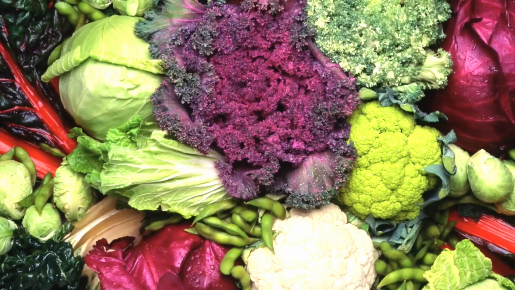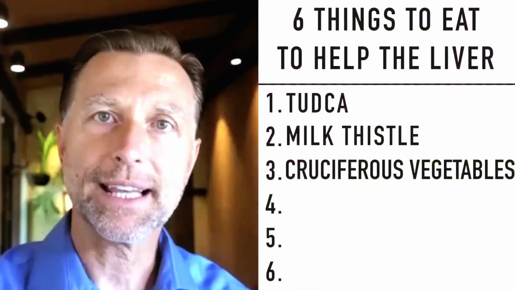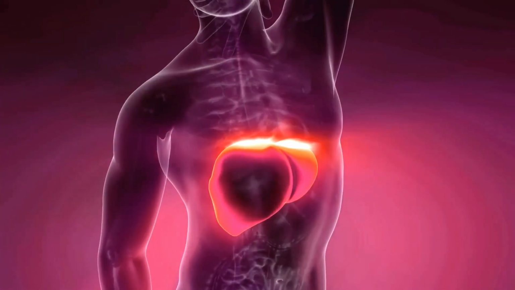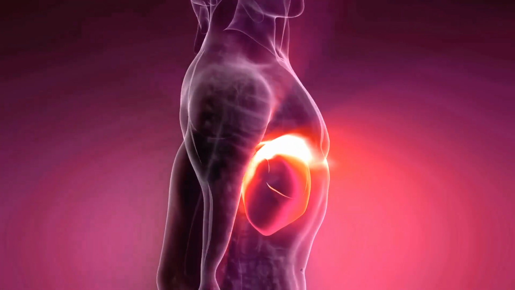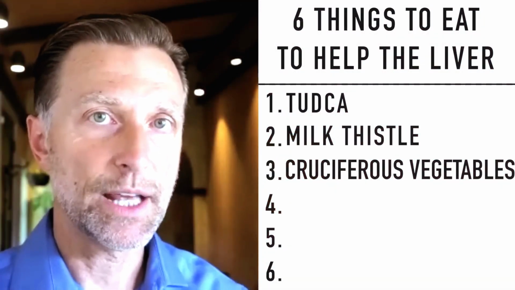And number 3, you can start consuming more cruciferous vegetables, the kale, the broccoli, the Brussels sprouts, the cabbage. Those vegetables are high in sulfur, which are really important in the detoxification process of the liver, as well as the detoxification of excess amount of estrogen that builds up in the liver.